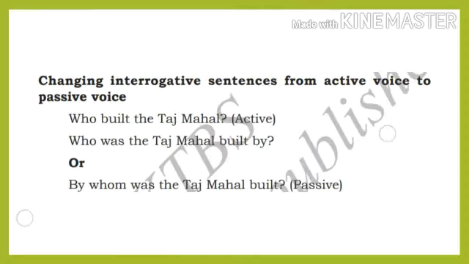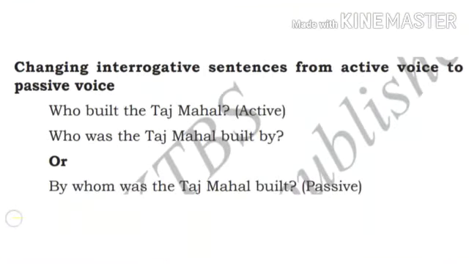The second one: changing interrogative sentences from active voice to passive voice. Who built the Taj Mahal? Now we are going to convert questions into passive voice. That is, who was the Taj Mahal built by? Or you can also write it this way: by whom was the Taj Mahal built?